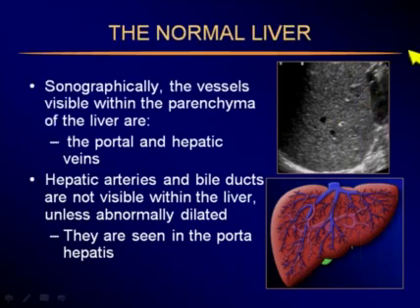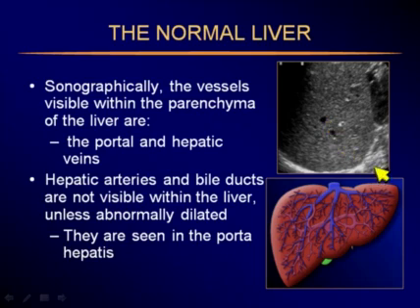When we look at the liver parenchyma itself, we realize that there are little holes throughout the liver. Sometimes we see little cylindrical shapes, and some of them have bright walls and some of them do not. So then we have to figure out what we're looking at. When we do ultrasound sonographically, the vessels that are visible within the parenchyma of the liver are the portal vein walls and the hepatic veins.